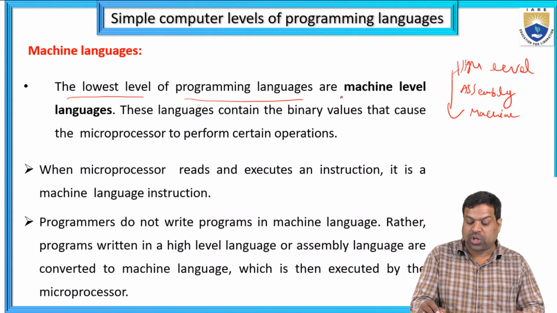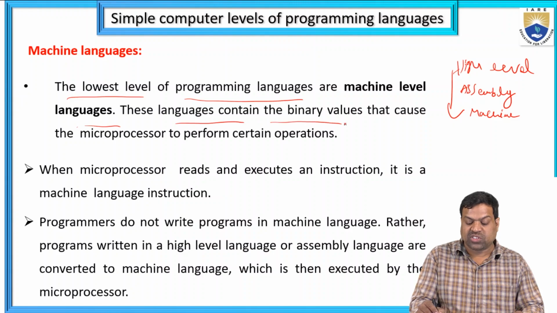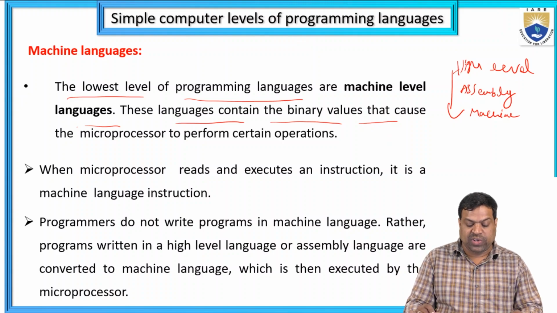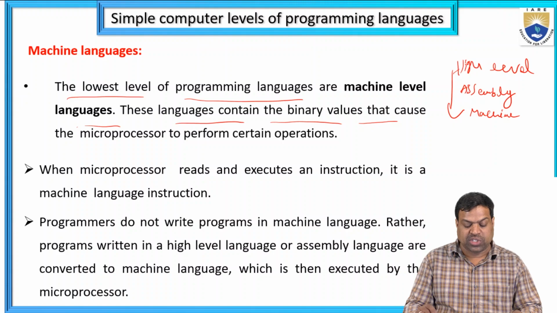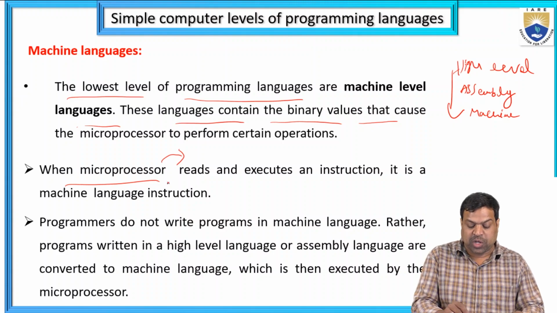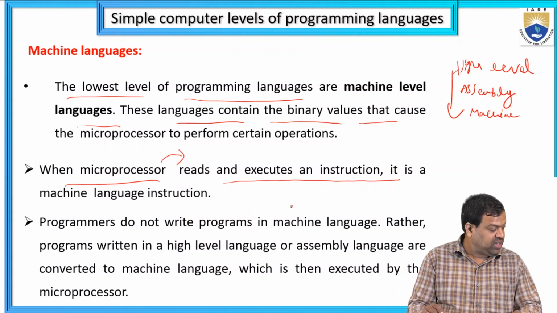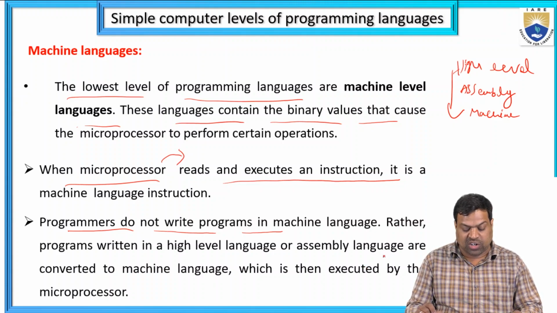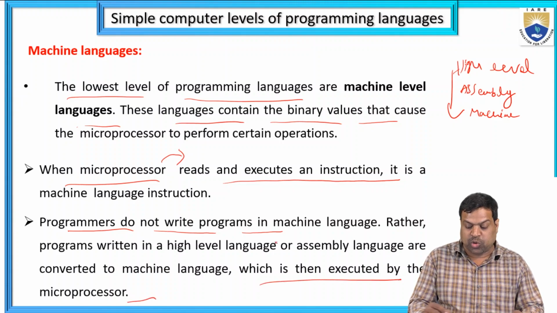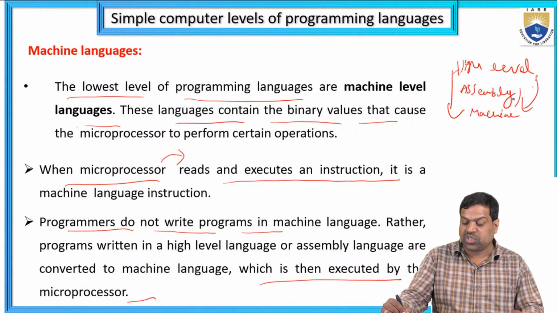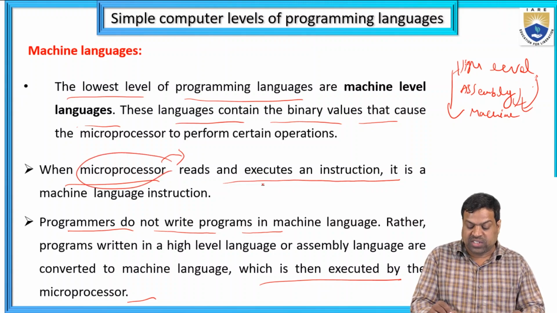The lowest level of programming languages are machine level languages. These languages contain the binary values that cause the microprocessor to perform certain operations. When the microprocessor reads and executes an instruction, it is machine level language. The microprocessor's own language is assembly language, but what it reads and executes is machine level language. Programmers do not write programs in machine language. Rather, programs written in a high level language or assembly language are converted to machine language, which is then executed by the microprocessor. First the high level language is converted, no problem, and then assembly language instructions are read and executed by the microprocessor.